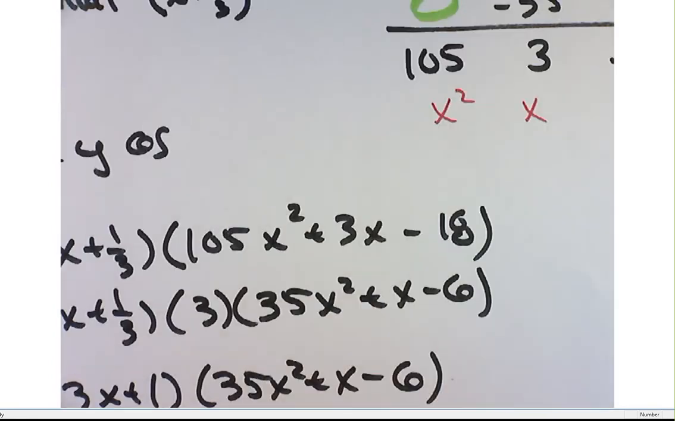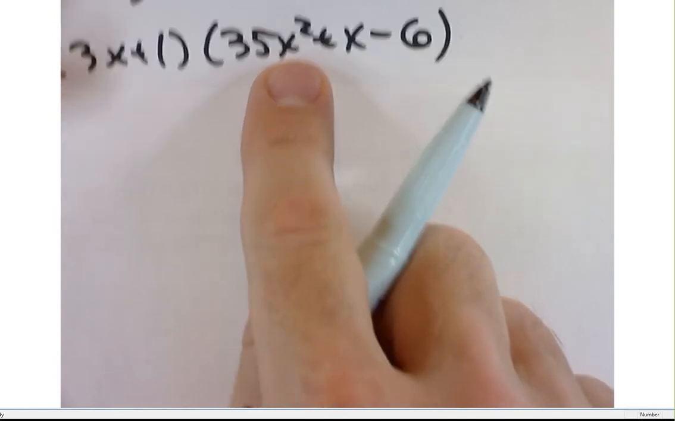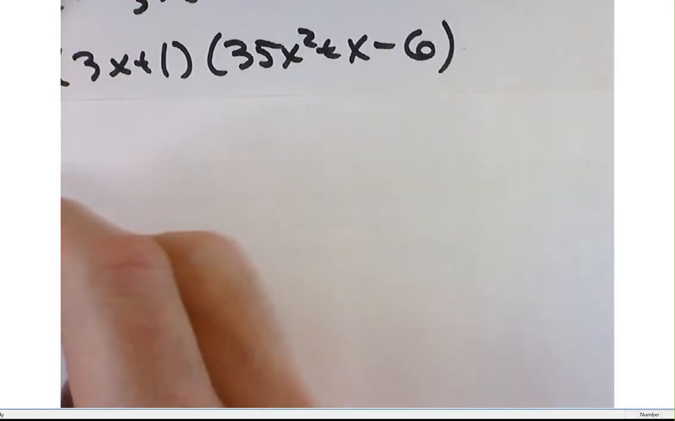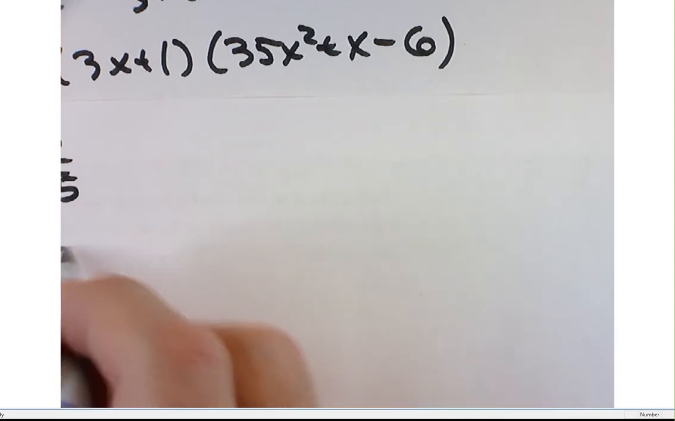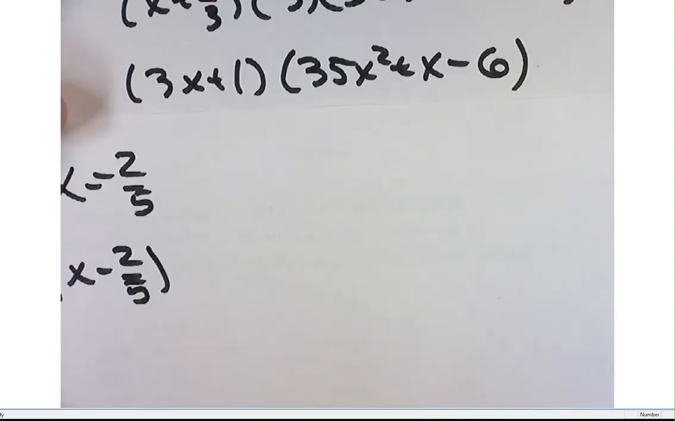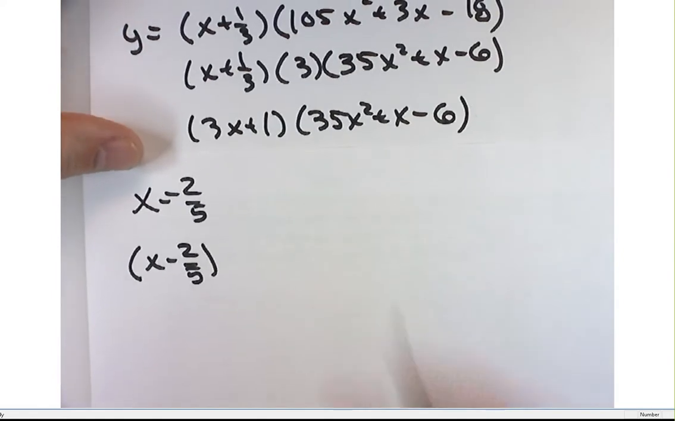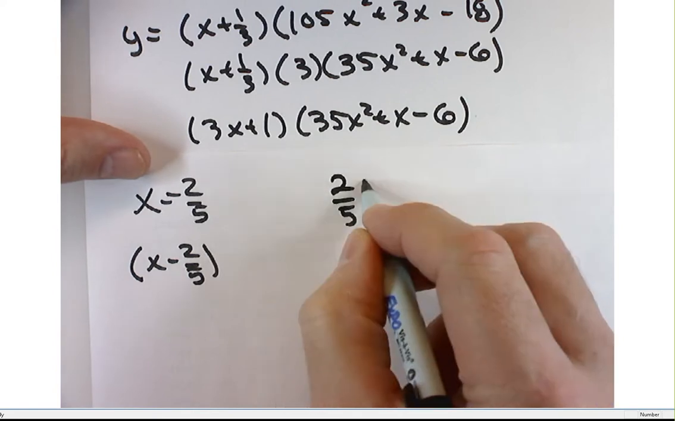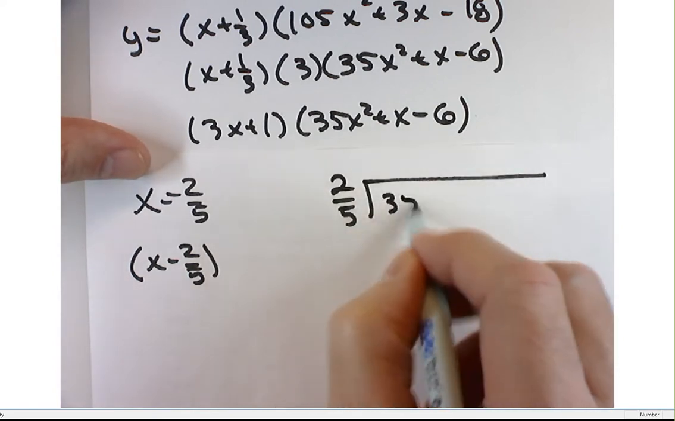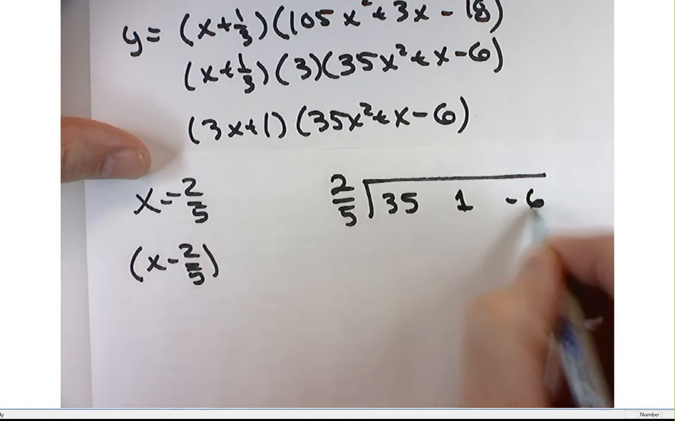All right. So I'm not going to work with the whole polynomial. I'm just going to work with this one part. So let's see. x equals 2/5 is a root. That means x minus 2/5 is a factor. If I'm going to pursue this with synthetic division, it's going to look like this. 2/5 out in front, 35, 1, and negative 6.